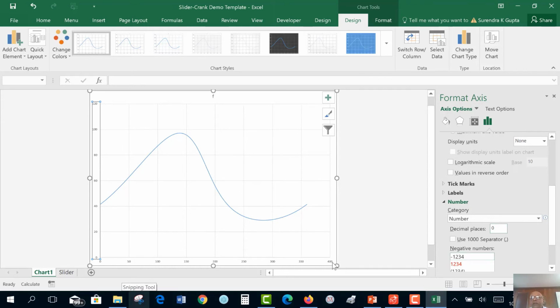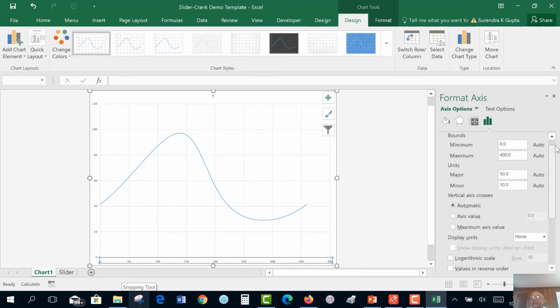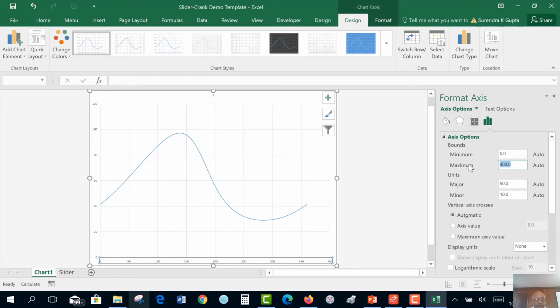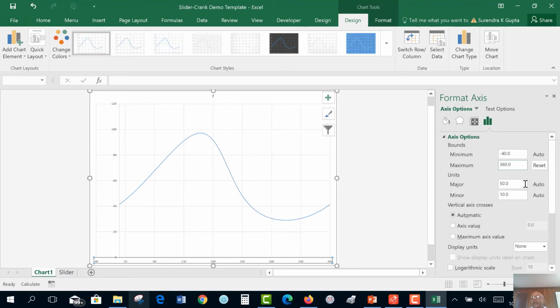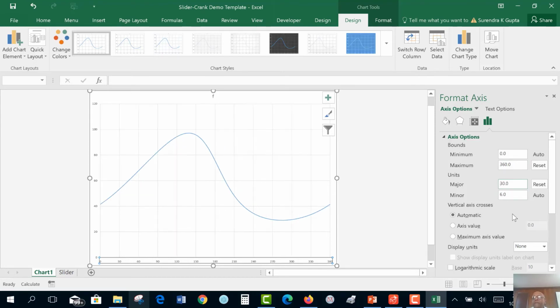This is okay. Let's make it just go to 360 degrees. Also, I like my multiples to be kind of 30 degrees. So let's make it 30 here. Maybe 60. 60 is okay. Yeah, 30.